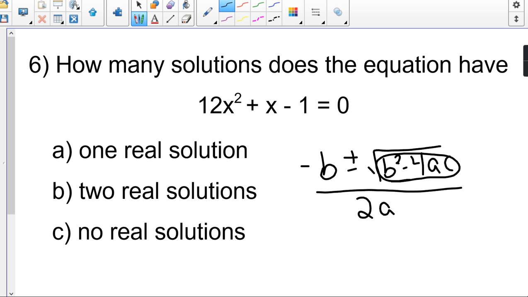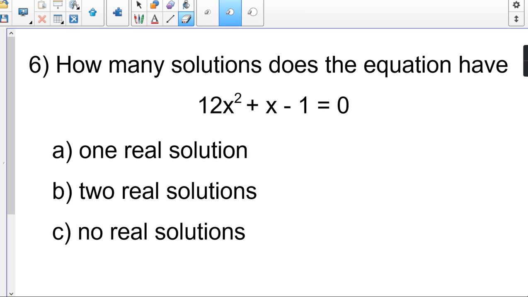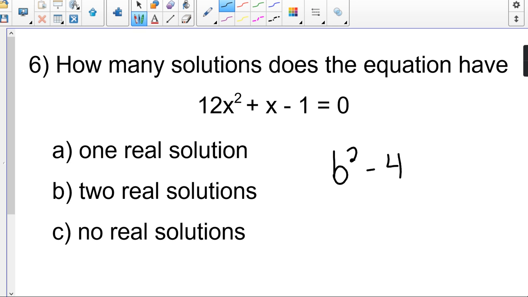So let's just write out that part, b squared minus 4ac. I'm going to erase the whole formula, and all we need is b squared minus 4ac, the part that was under the square root, and we have a special name for it. It's called a discriminant, okay? And the discriminant tells us how many solutions we have.